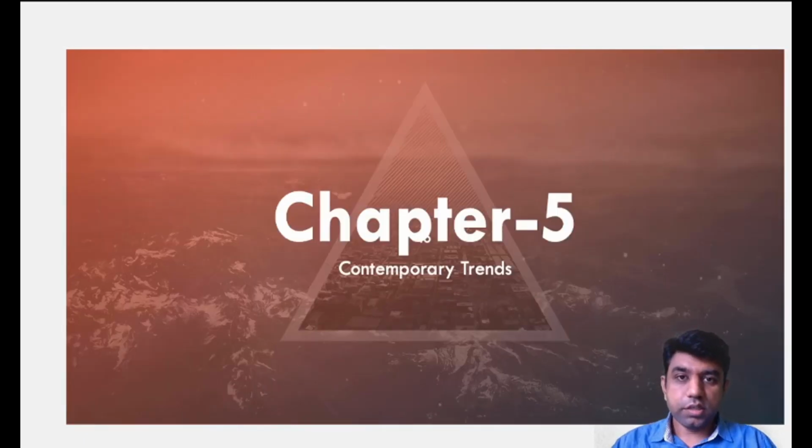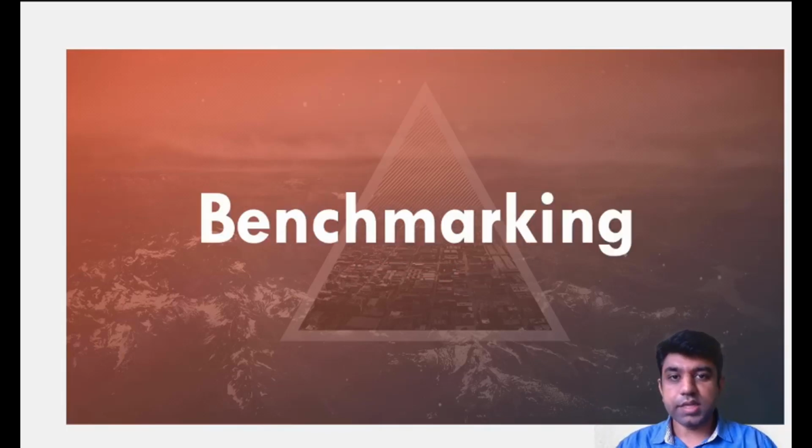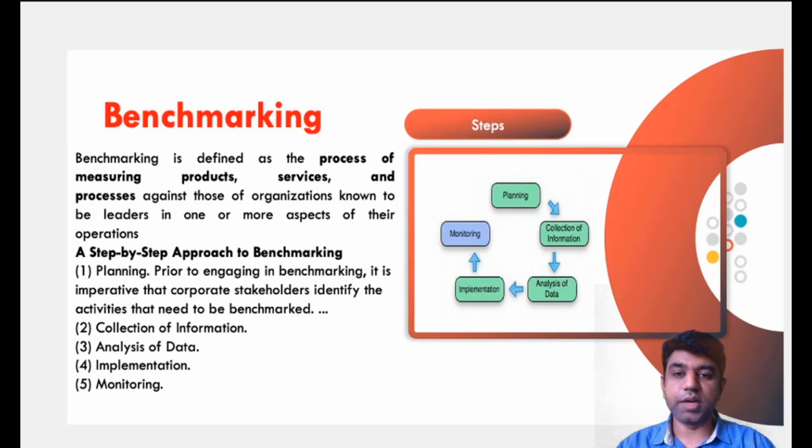We are going to continue with our chapter number 5, that is the contemporary trends. We are starting with a very fresh topic, that is benchmarking. Benchmarking is basically defined as the process of measuring products or services and the process against those organizations which are considered as a market leader.